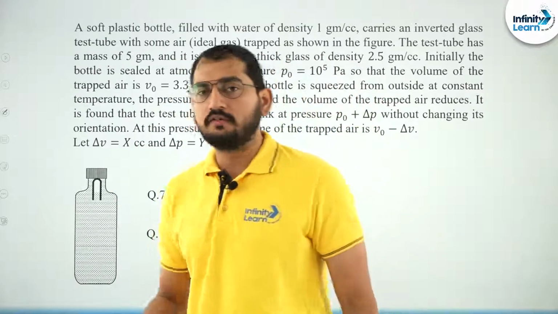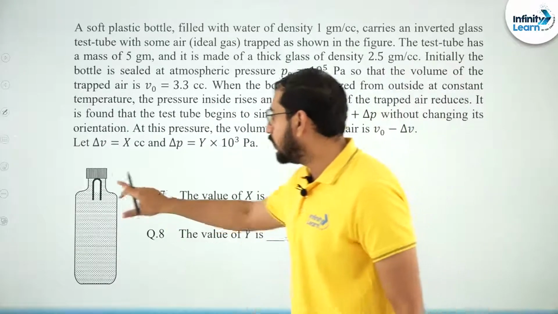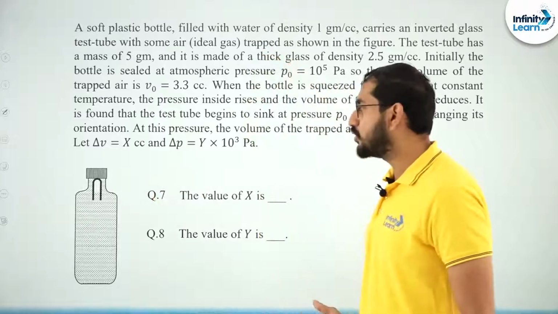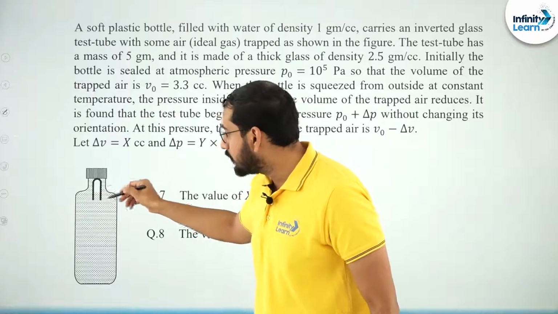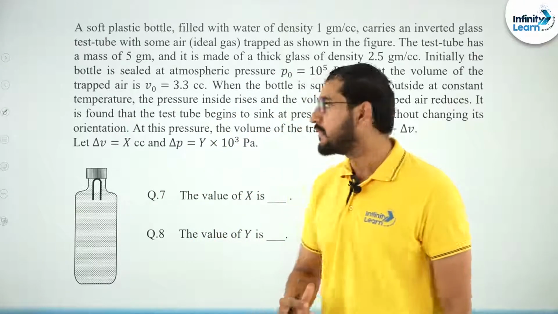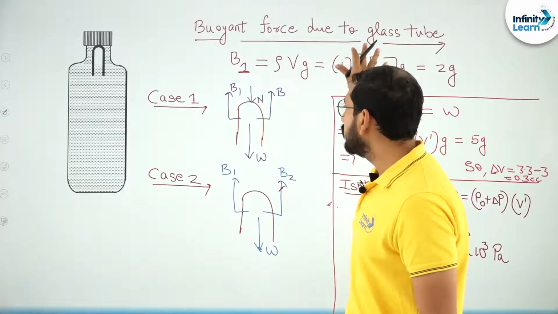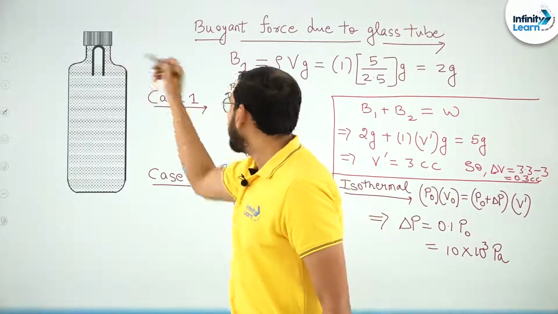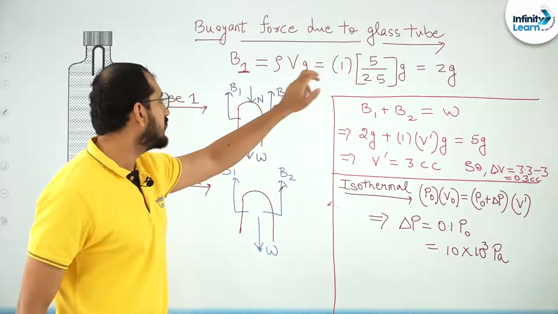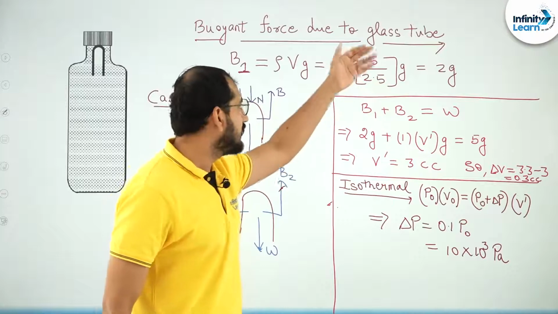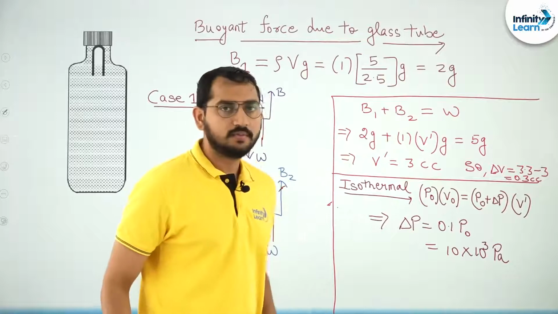So what are the conditions given in the question? First of all, some information regarding this tube is given in the first few lines of the question, and that will be helpful to figure out the buoyant force due to the tube only. If I look at the solution, the buoyant force due to that glass tube only can be given as rho into V into g, where rho is the density of the water, and the volume of the glass tube can be written as mass divided by the density of the tube material. That buoyant force will come out to be 2g.